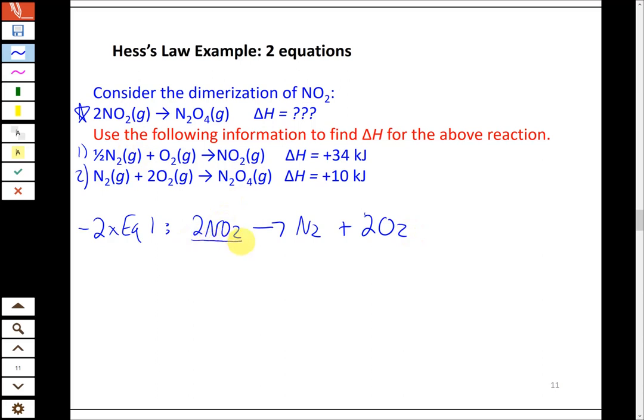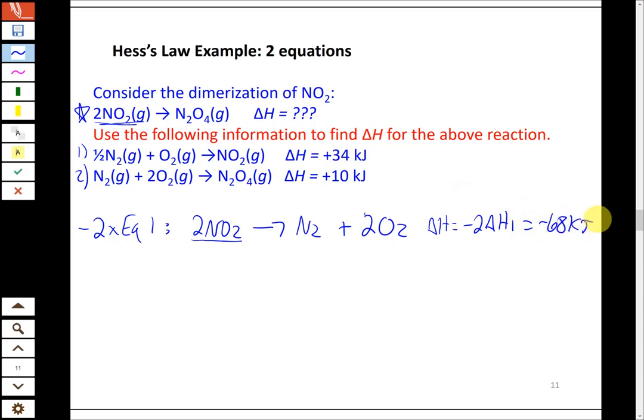That puts 2 NO2s on the reactant side, which is where we want NO2 to be with that coefficient in this unknown equation here. So we did that, and because we did a flipping and a doubling, we're going to have to take that first delta H and multiply it by -2. So the minus sign because we flipped it, and the 2 because we doubled all the coefficients. So that plus 34 becomes a minus 68.